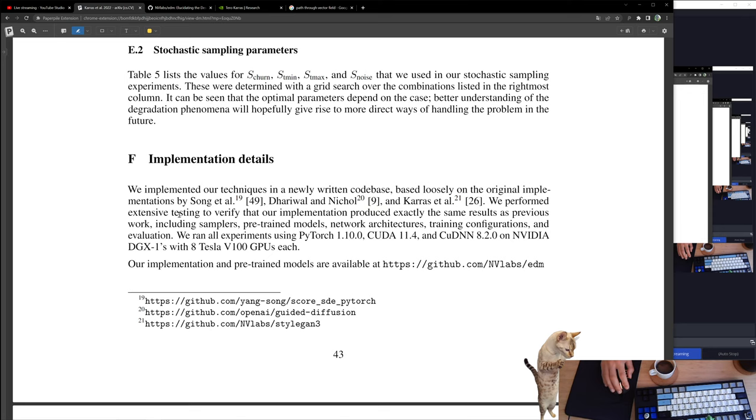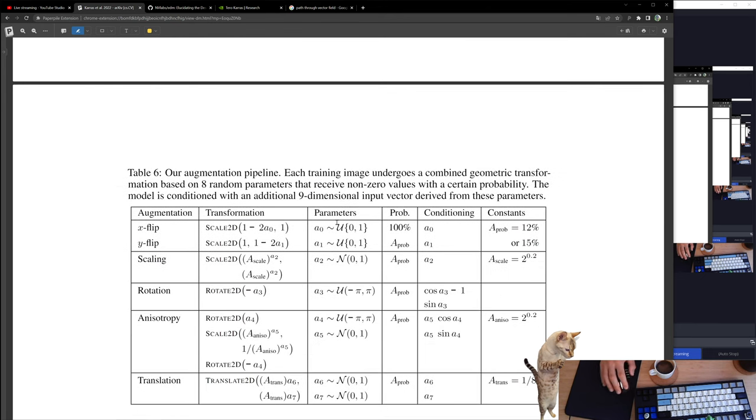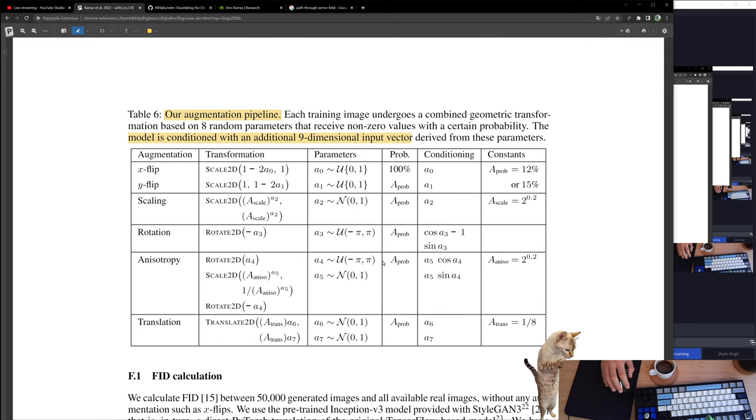Newly written code base. Okay, here's examples of what they did. PyTorch 1.10, CUDA 11, cuDNN 8. 8 Tesla V100 GPUs, so these were trained on some big boys. Augmentation pipeline. Model is conditioned with a 9-dimensional input vector. So they have some x flipping, y flipping, scaling, rotations, translations. Okay.